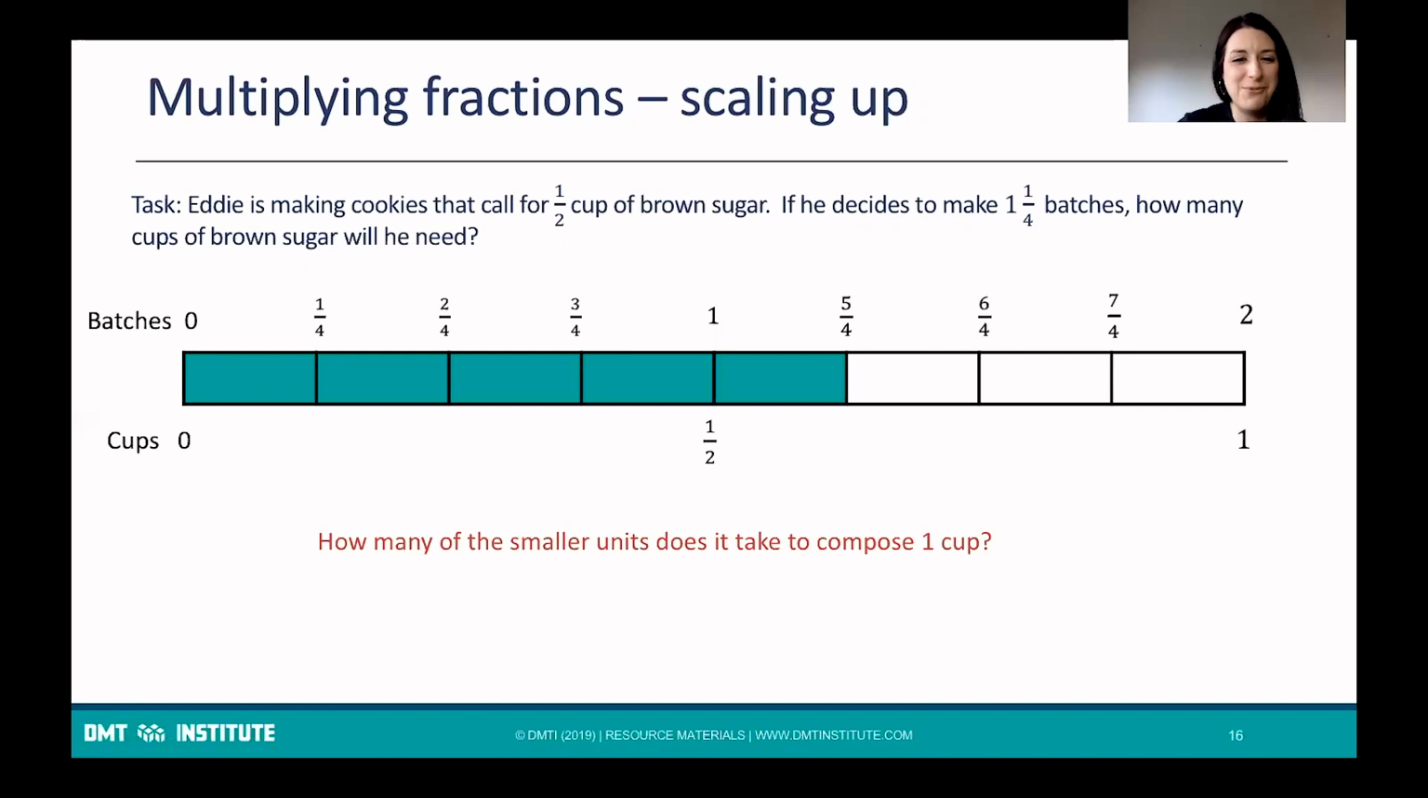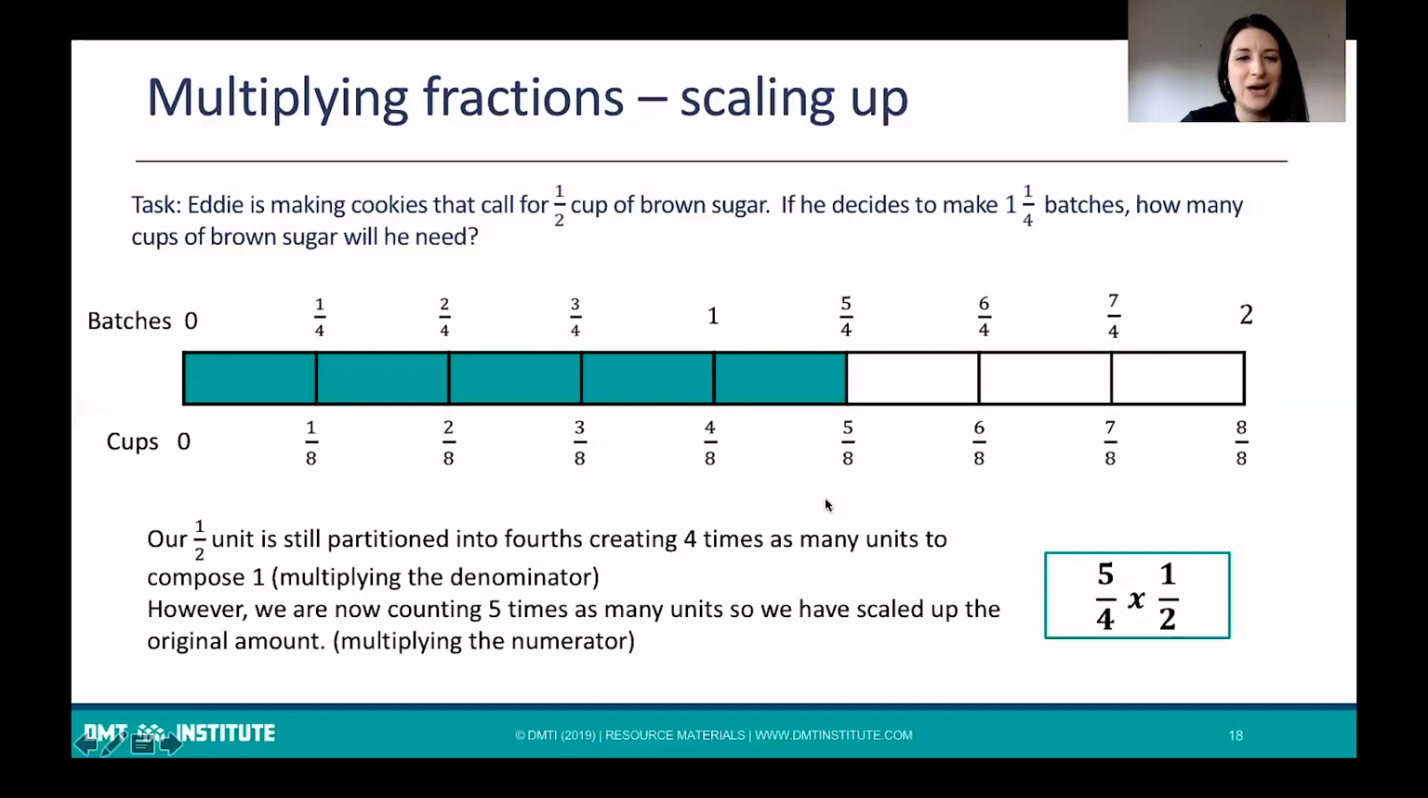Conveniently, we can use the same question of how many smaller units it takes to compose 1 cup, which lets me go back and think, okay, how many of these units does it take to get to 1 cup, which would give me 1/8. So now I can visually see that 5/4 batches relates to 5/8 of a cup.